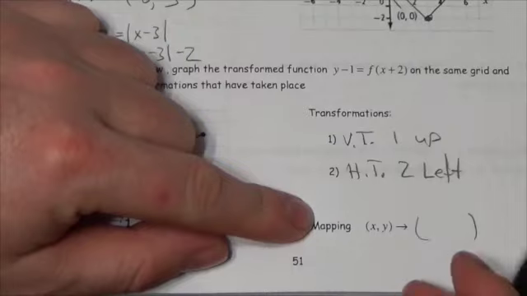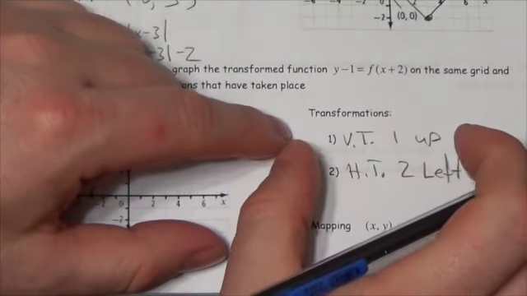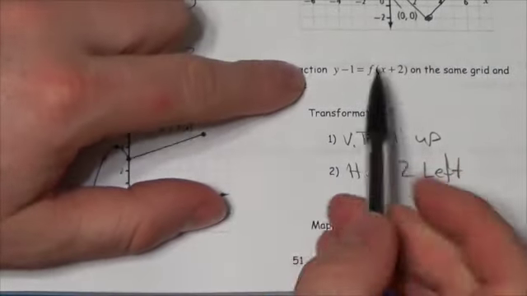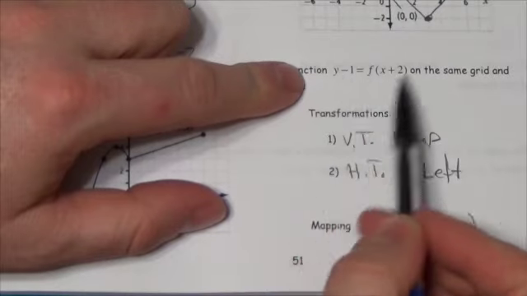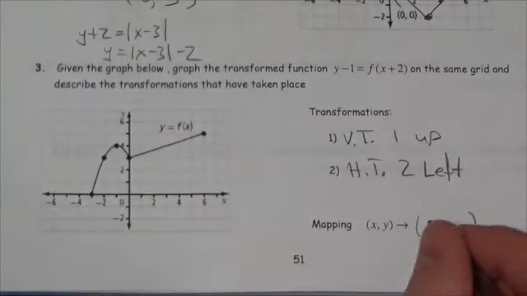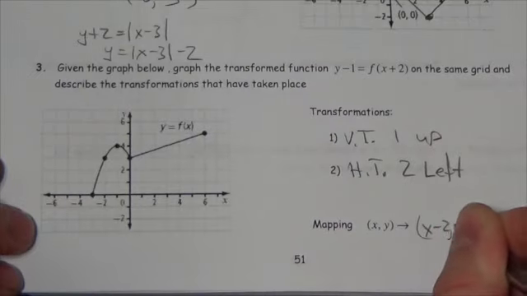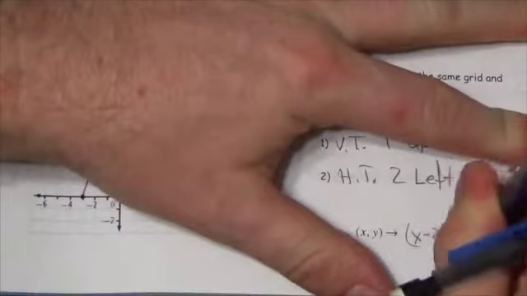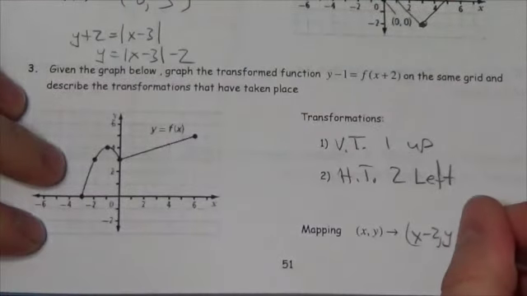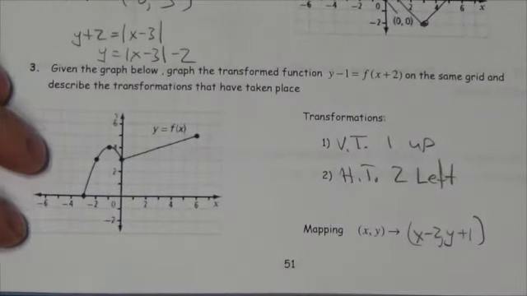And so now remember, the image point here is exactly in line with the descriptions. Not quite exactly what you would see in the function notation, but this is exactly what we're seeing on the graph here. So 2 to the left is x minus 2. 1 up is, whoops, sorry, that ran into each other, y plus 1. So there's our mapping here.